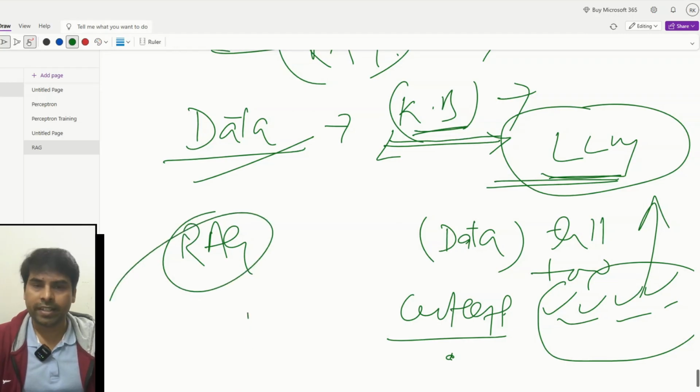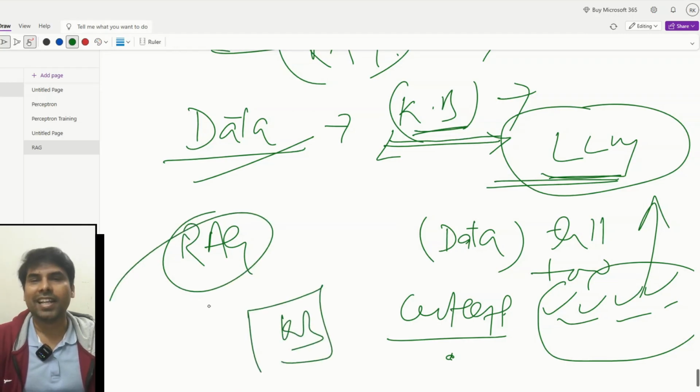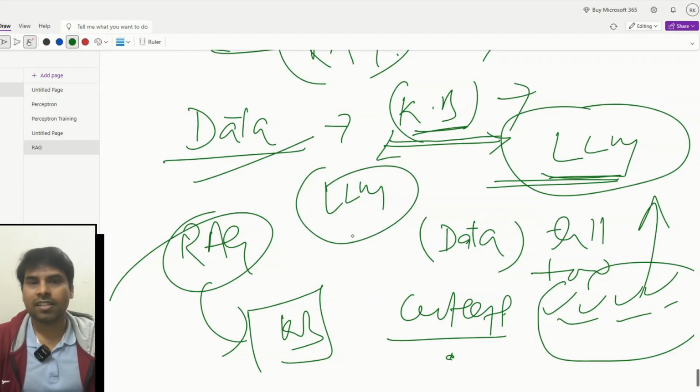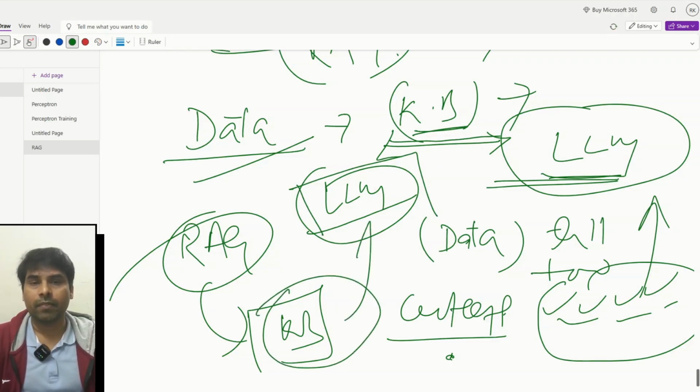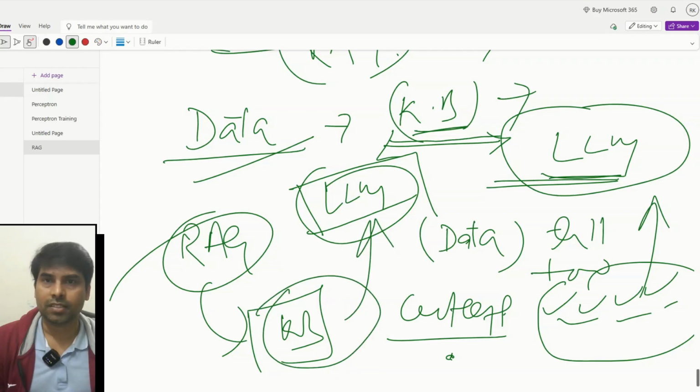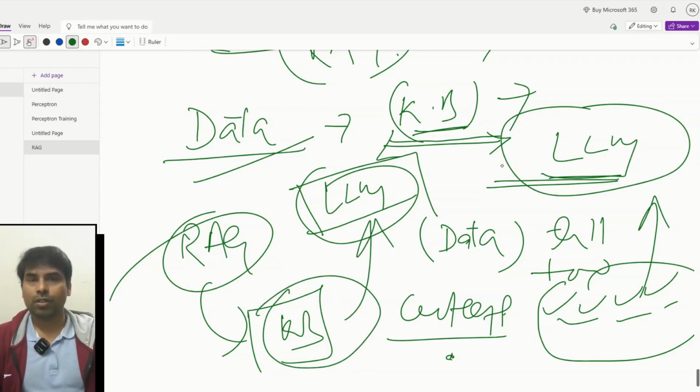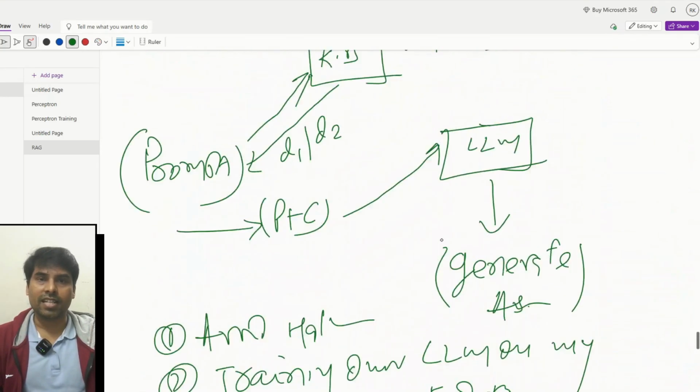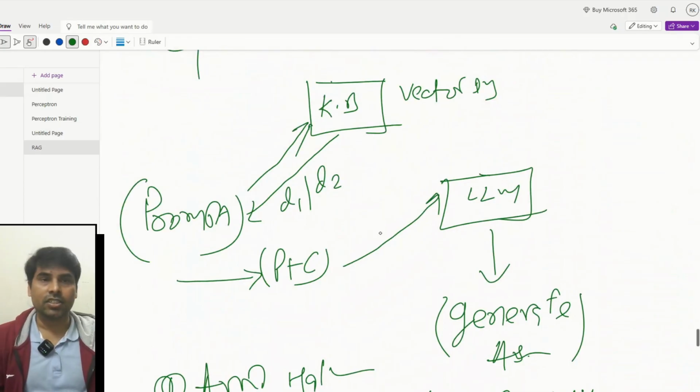Because I'm maintaining my own knowledge base, I can keep adding, deleting, updating, anything. So there's no limitation of a cutoff. I'm still leveraging the LLM capability which has already been trained, and I still have my own knowledge base, and I'm leveraging the LLM using a RAG application. So this is how RAG works. I hope you got the whole understanding. This is the architecture, this is the process, this is how they work.